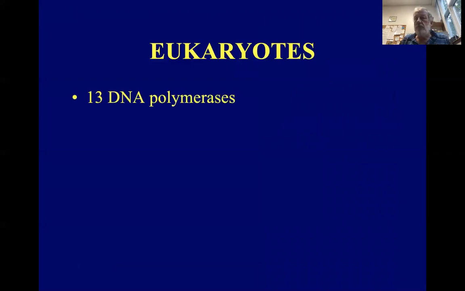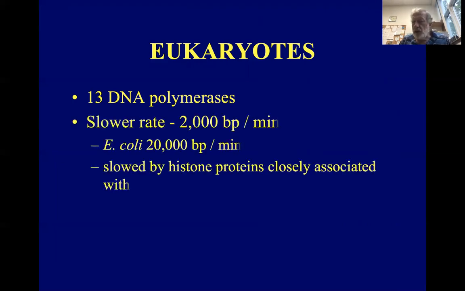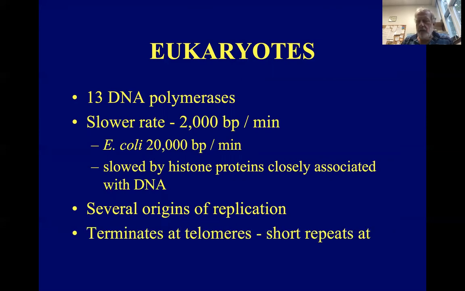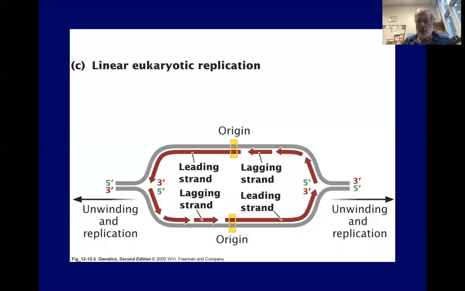Now, in eukaryotes, our DNA, of course, is synthesized linearly. We have at least 13 DNA polymerases. We have a slower rate, about 2,000 base pairs per minute, whereas in E. coli it's about 20,000 base pairs per minute. Ours is slowed by the histone proteins and the nucleosomes needing to be replicated, as well as the DNA that's wrapped around them. And of course, unlike prokaryotes, we often have many thousands of origins of replication. And our replication stops at the telomeres, the ends of the chromosomes.